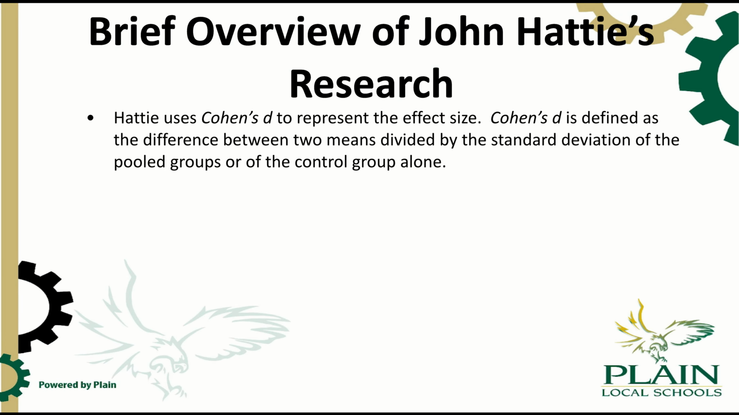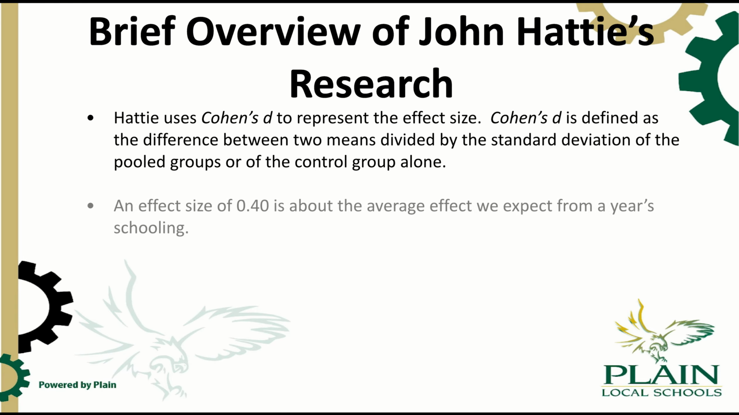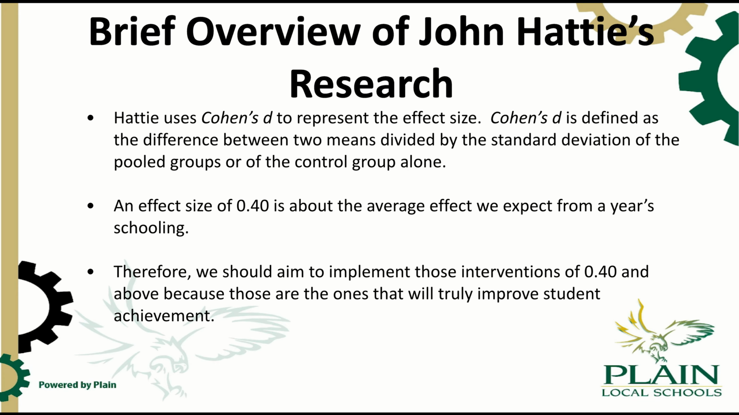For all of you statistics fans out there, Hattie uses Cohen's d to represent the effect size. Cohen's d is defined as the difference between two means divided by the standard deviation of the pooled groups or of the control group alone. Simply, that means an effect size of 0.40 is about the average effect you would expect from one of these factors from a year's schooling. So we always want to make sure that we're using strategies that are going to be 0.40 or above.